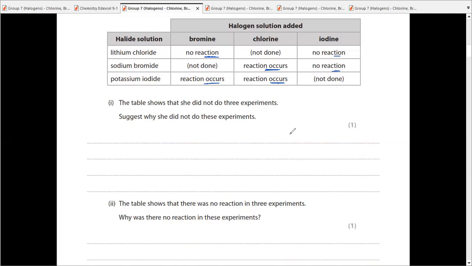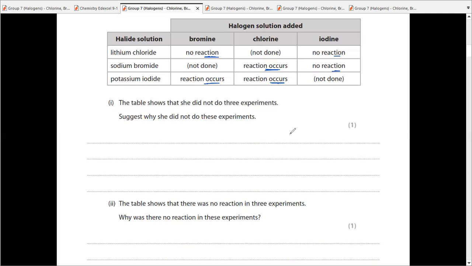But sir, I don't understand one thing. Over here, in the first one, it's lithium chloride, and as I said before, bromine cannot replace or displace chlorine because it is more reactive. Which is more reactive, chlorine or bromine? Chlorine. Right. Chlorine is more reactive than bromine, so bromine cannot displace it.